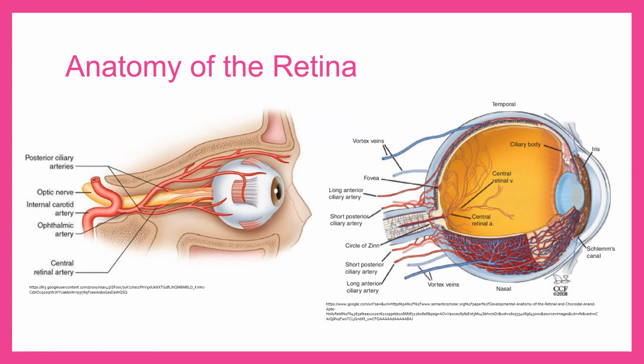Here is a lateral view of the eye in the context of the internal carotid artery, as well as the ophthalmic and the central retinal arteries. And also a closer look at the lateral view of the eye that shows the long and short ciliary arteries, the circle of Zinn, the vortex veins, and Schlemm's canal.